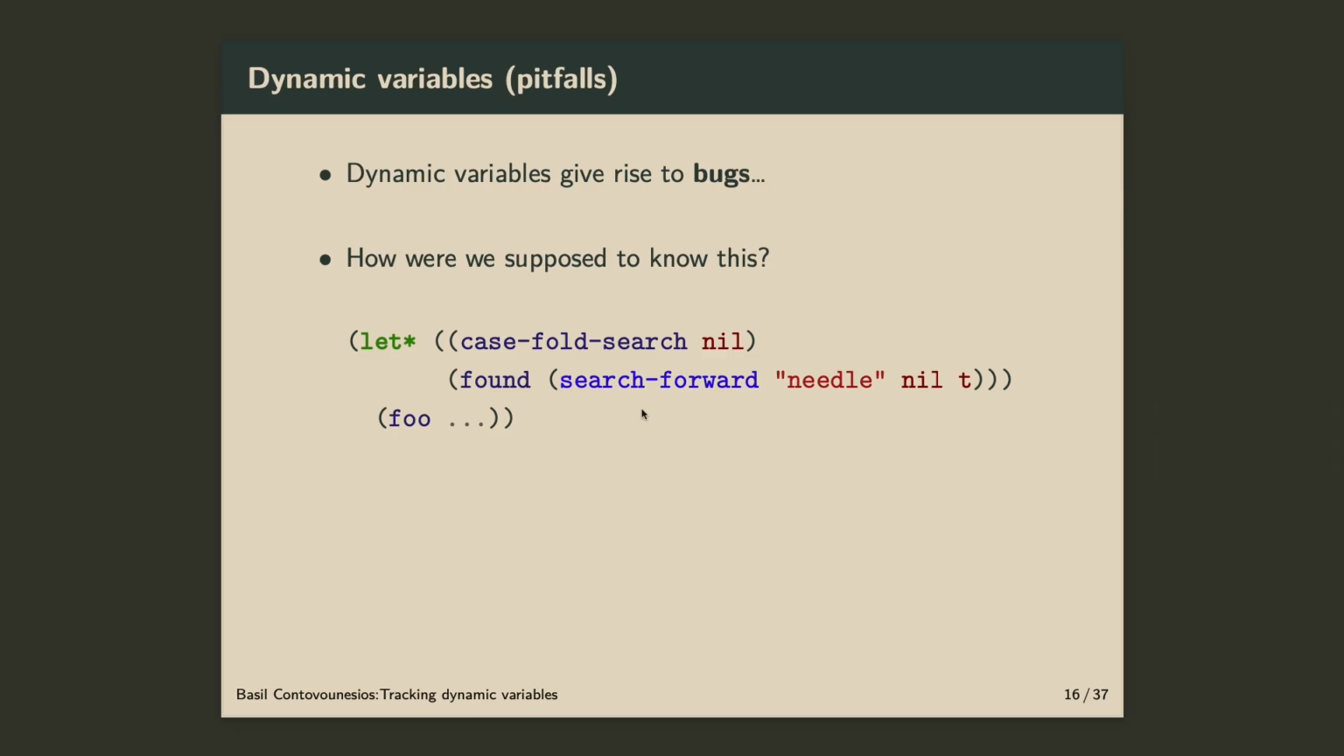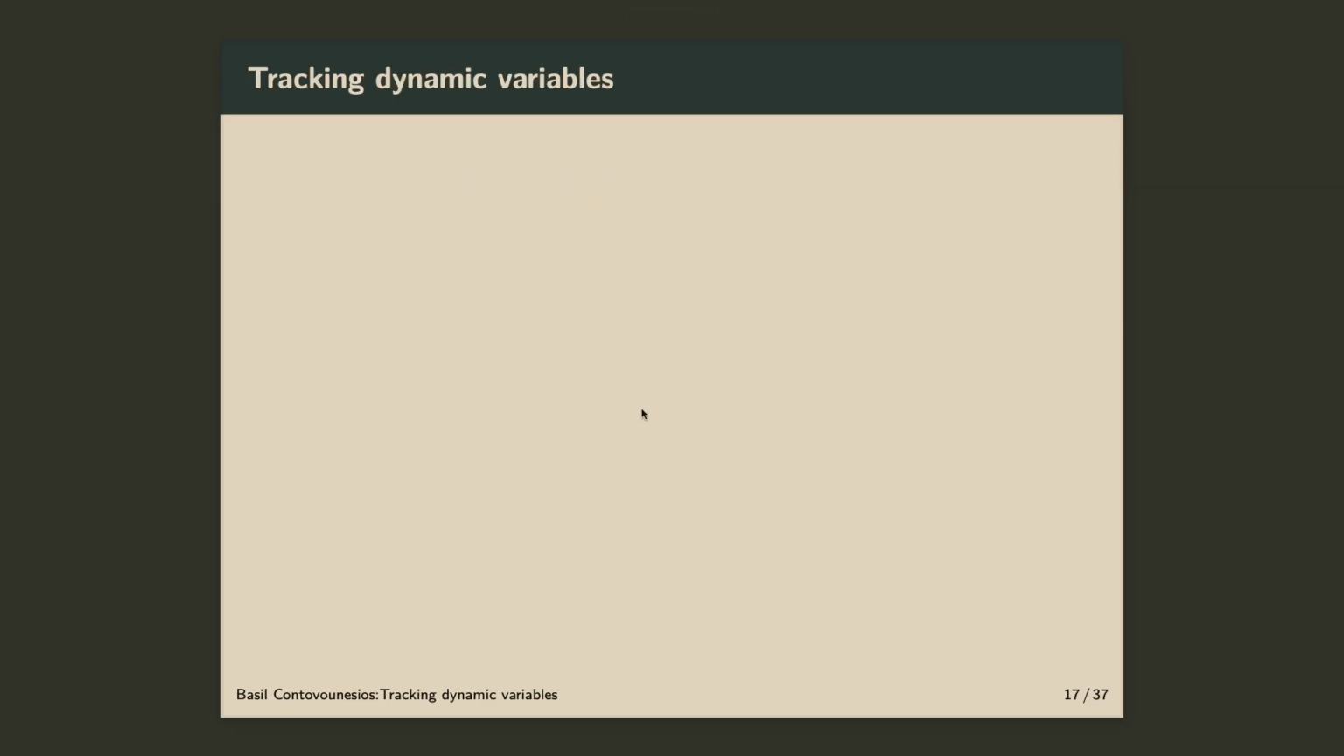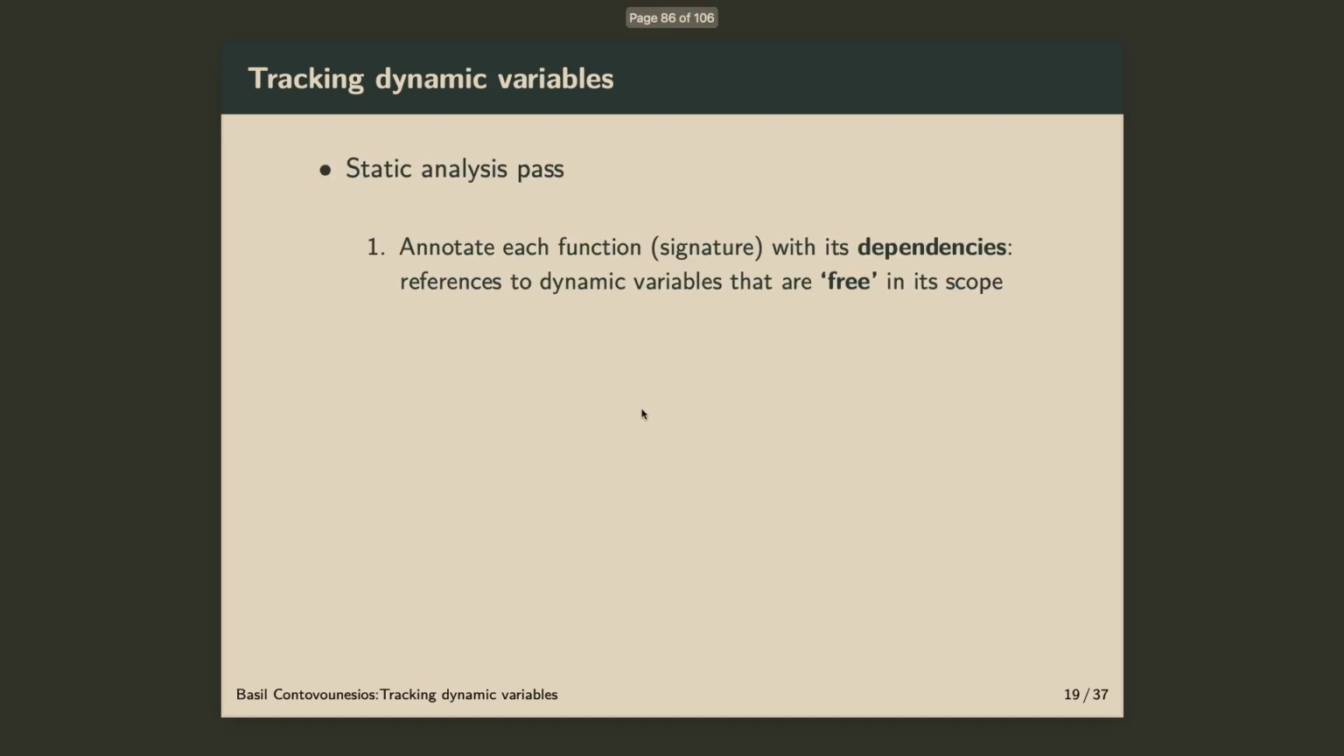So how do we mitigate these problems? Well, we can track how dynamic variables are used. What we've done is a little static analysis pass in Emacs Lisp, which looks at every function and all the functions that it calls, and transitively all the functions that those functions call, and it defines what we call the dependencies of that function on dynamic variables, which is what is referenced without being overridden in the context. And then we just propagate this up the graph, and we report this in some nice way.